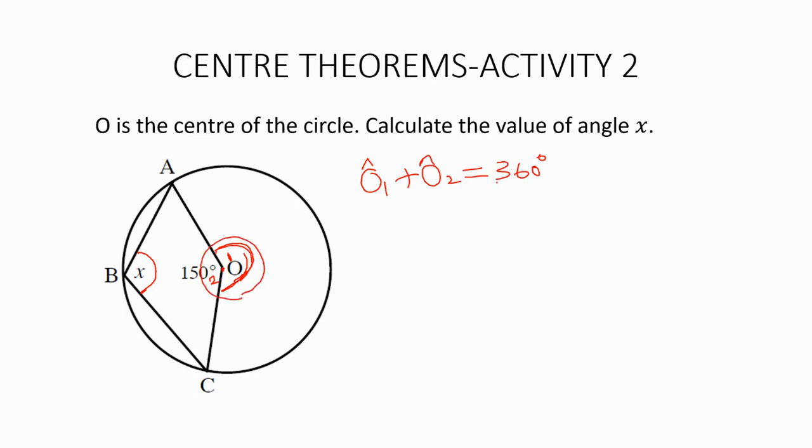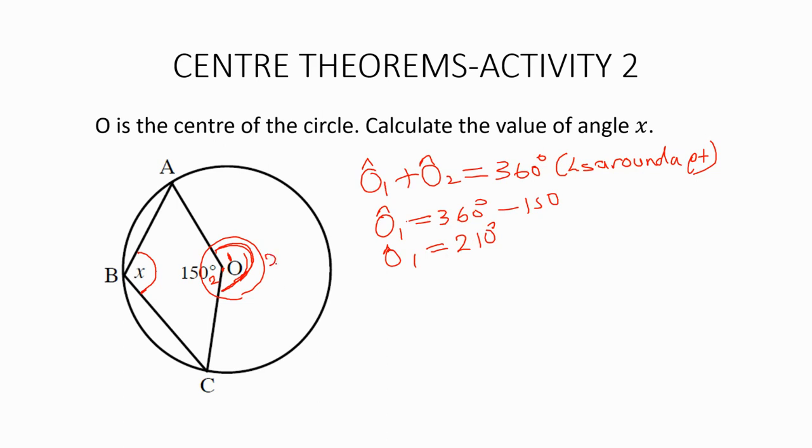These are angles around a point. So we say, okay, angles around a point. So now it means O1 is going to be 360 degrees minus 150 degrees. Okay, now what is 360 minus 150? I think I can do this without the calculator. O1 is going to be 210 degrees. Okay, 210 degrees. Right, now, so this one is 210 degrees.